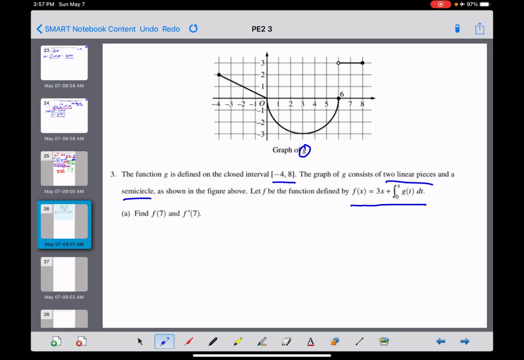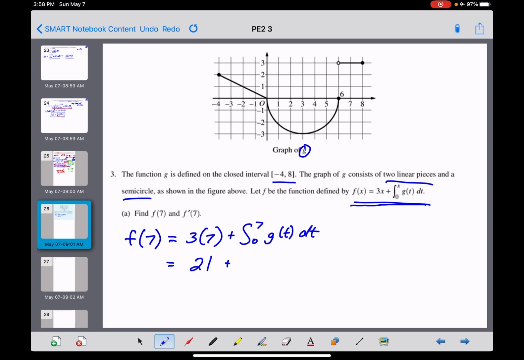So since we have the explicit definition for f of x, to find f of 7, we're just putting a 7 in for all of our x's right here. So that'll be 3 times 7 plus the integral from 0 to 7 of g of t dt. Okay, easy part, 3 times 7, that's going to get us 21. The hard part now is to come up with the integral from 0 to 7 of g of t dt.